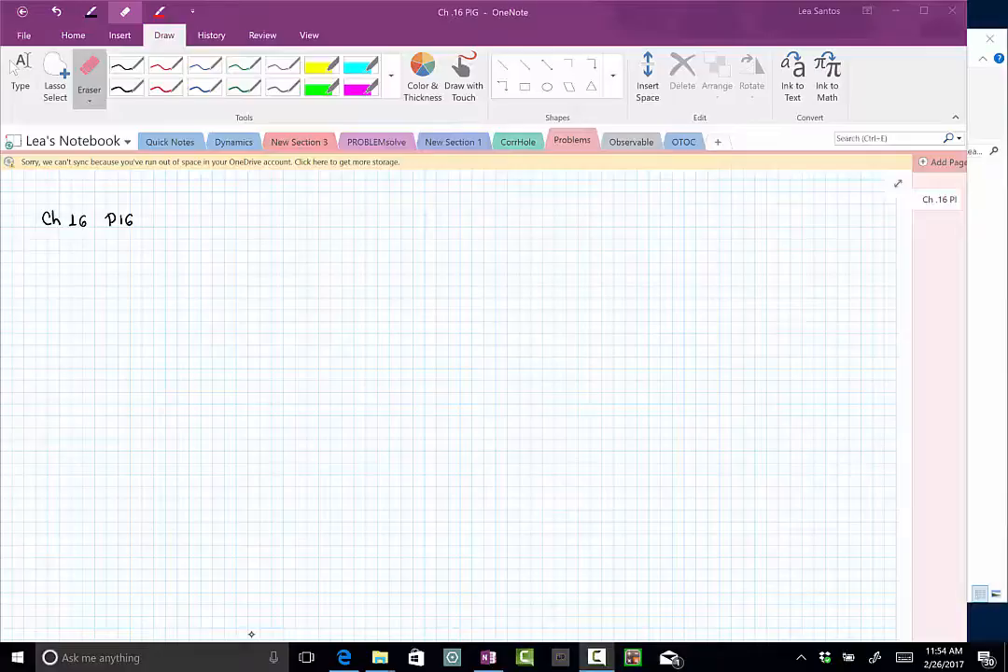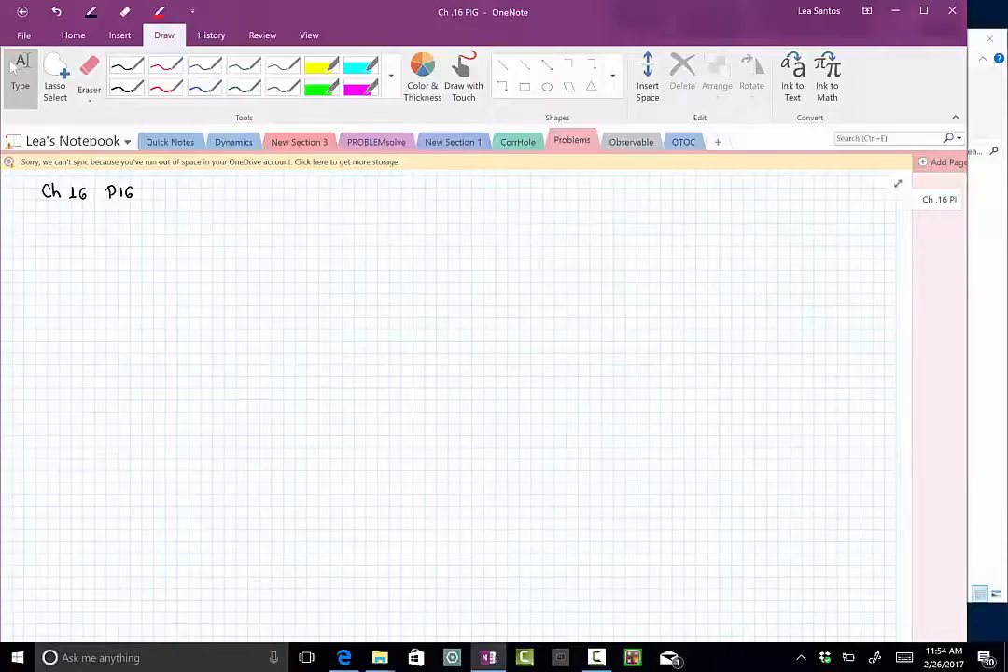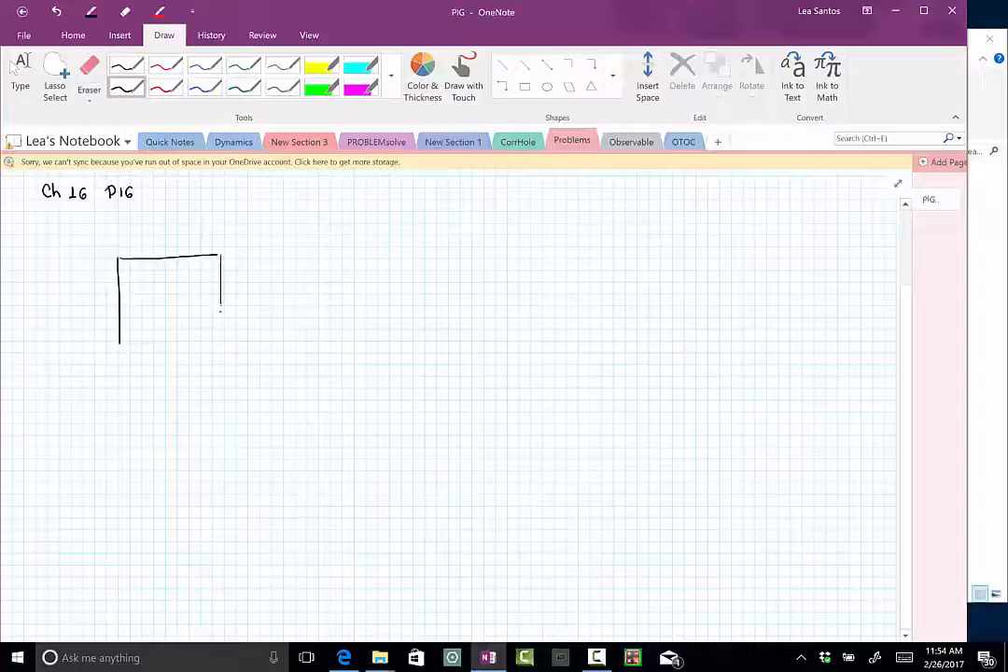Okay, so this is problem 16 of chapter 16 of Giancoli 6th edition. So what we have is a square. The side is given to us just in symbols. The side is L, so let's draw the square here. On each corner of the square, we have a different charge.